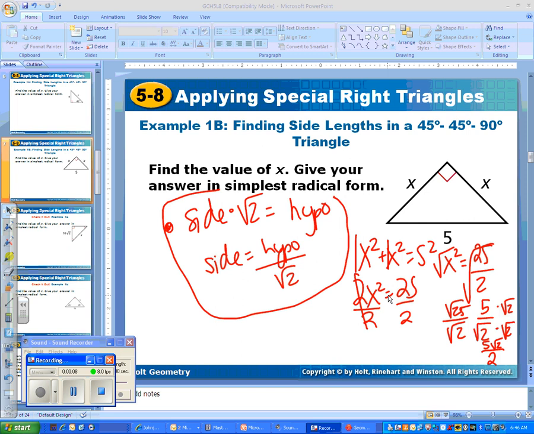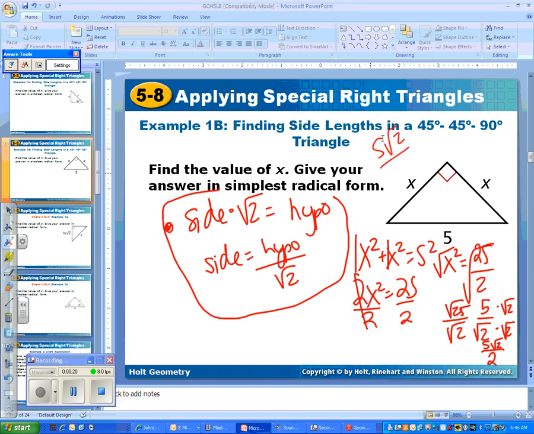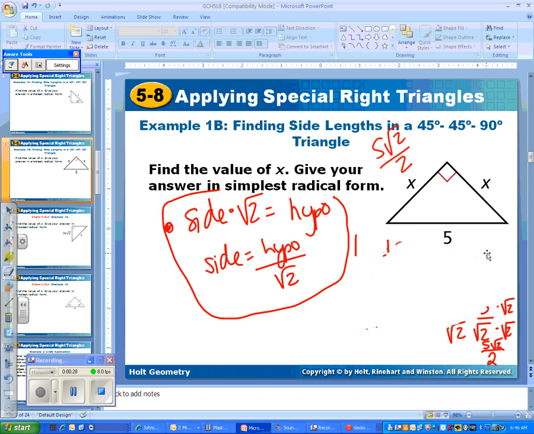But what we did in this problem was we used the Pythagorean theorem, and we said that the answer for the side length should be 5 radical 2 over 2. I know that looks really confusing, but this is as simplified as it can go. Now that's the Pythagorean theorem. You are more than welcome to do the Pythagorean theorem. It's just going to be a little bit more work.